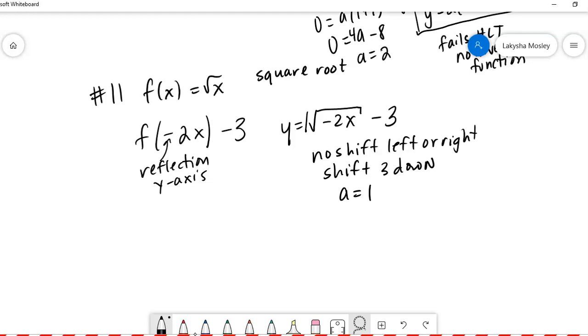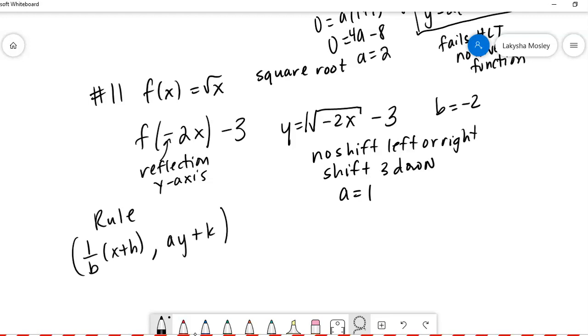So as of right now, what I'm going to focus on, to get my rule and everything, is that I can tell that b is this value. So I know b is equal to -2. And when you want to do the rule, remember it goes 1 over b, x plus h, like that, comma, a y plus k.